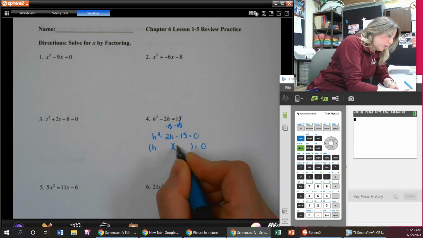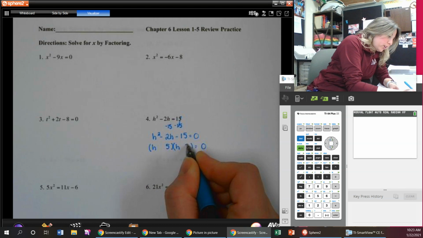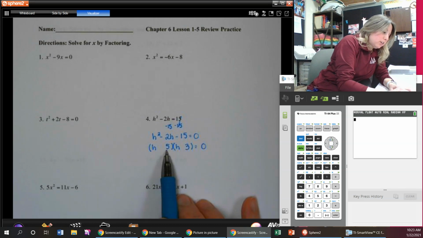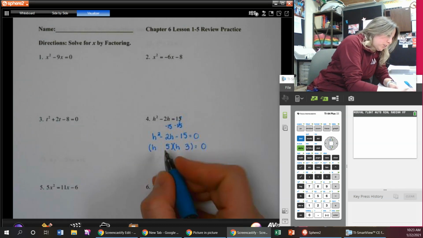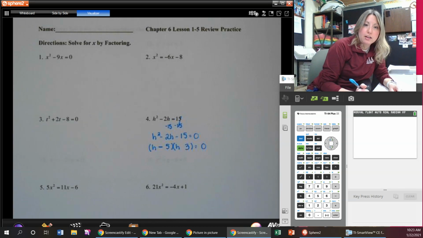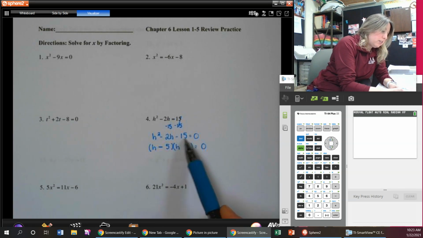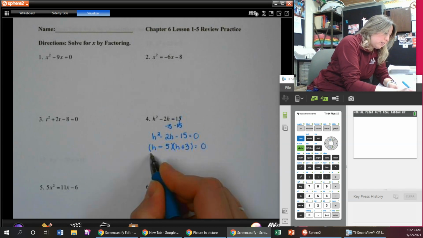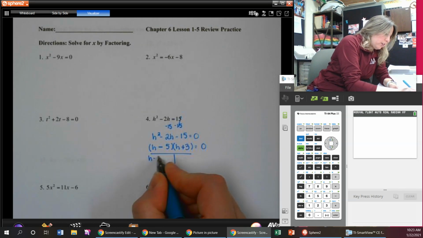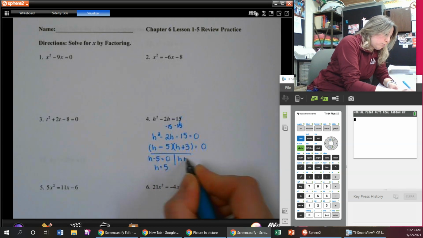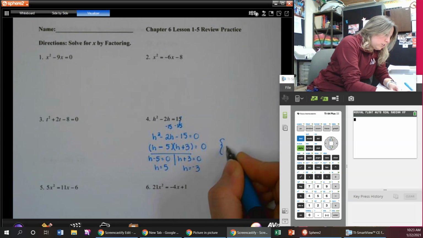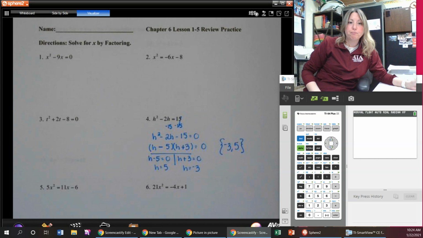So h is in the front, 5 and 3 in the backs. The bigger factor always has to have the same sign as the middle, so that makes this 5 negative. And because the end term is negative, these signs have to be different. That would make this 3 positive. Now the NIT chart. H minus 5 equals 0, so h equals 5. And h plus 3 equals 0, so h equals negative 3. My answers, negative 3 and 5 in my French curly braces, right?